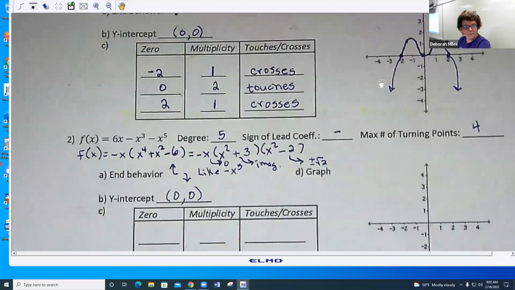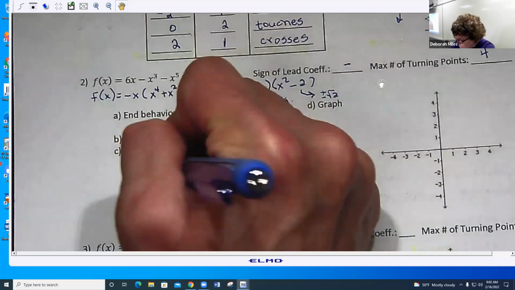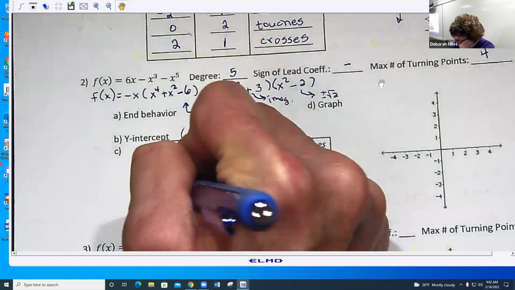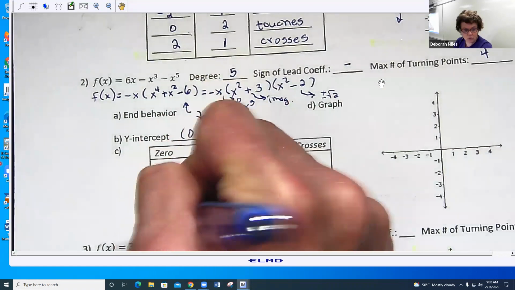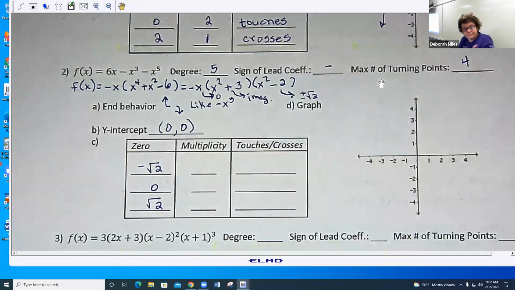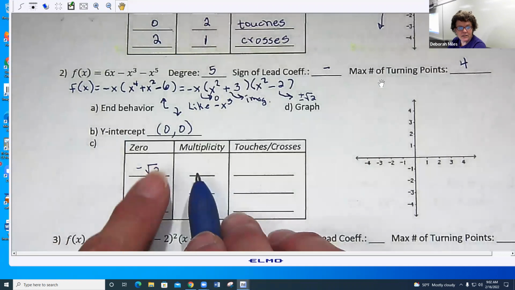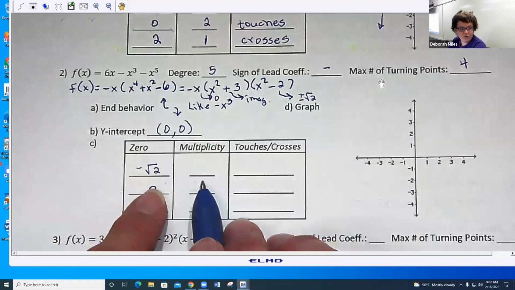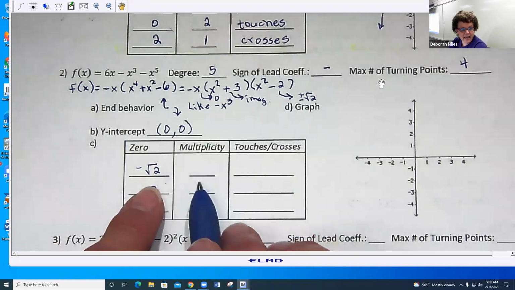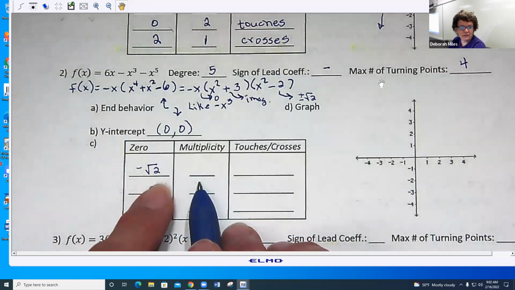So our 3 real zeros are negative square root of 2, 0, and positive square root of 2. You don't have to list them in that order, but that's how I'm going to graph them, so I did. All right, what's the multiplicity of the 0, or what's the exponent of the factor that gave me negative square root of 2 as a 0?